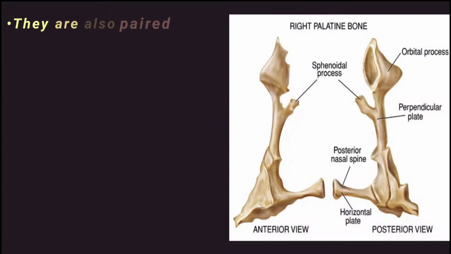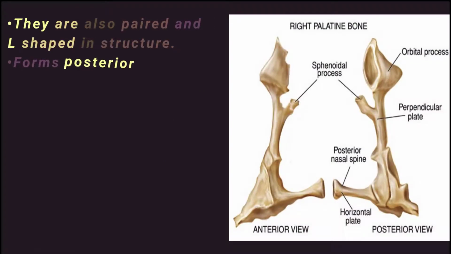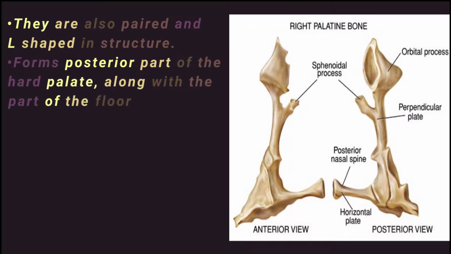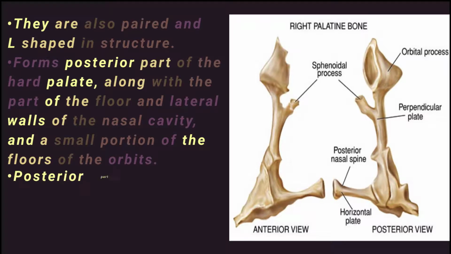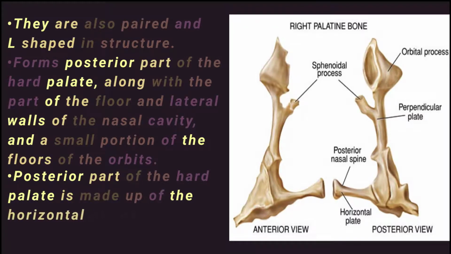Next one is the palatine bones. They are also paired and L-shaped in structure. They form the posterior part of the hard palate along with part of the floor and lateral walls of the nasal cavity and a small portion of the floors of the orbits. The posterior part of the hard palate is made up of the horizontal plates of the palatine bones.